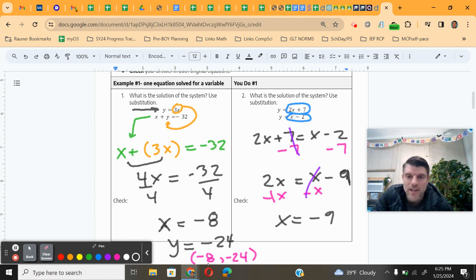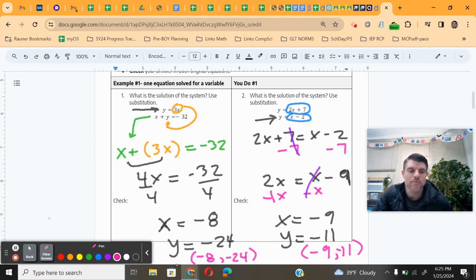Now I got to plug it back into one of them. I'm going to choose the second one. I'm going to plug it in because it looks easier. If x is negative 9 minus 2 is going to be negative 11. So as an ordered pair, the answer is negative 9 comma negative 11. All right. If you need to pause it, pause it. I'm going to move on.